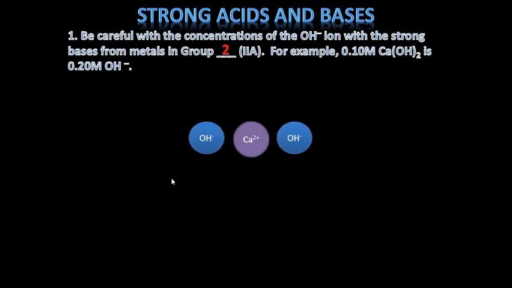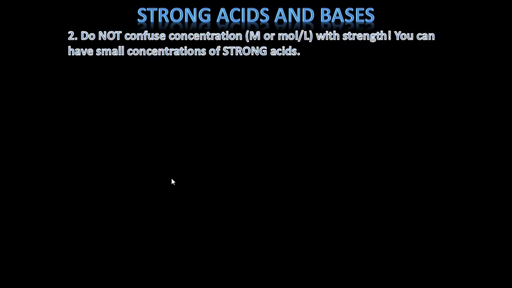One important exception. There will be some strong bases that are group 2 metal hydroxides. Because the group 2 metals form a +2 charge and they're partnered with hydroxides that are -1 charge, for every one group 2 metal ion, you're going to need 2 hydroxides. Lastly, don't confuse concentration, molarities, with strength. You can have very small concentrations of very strong acids.